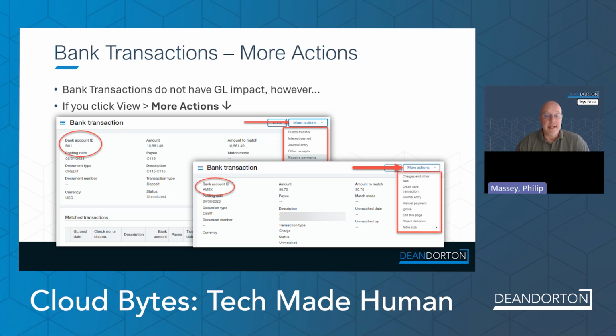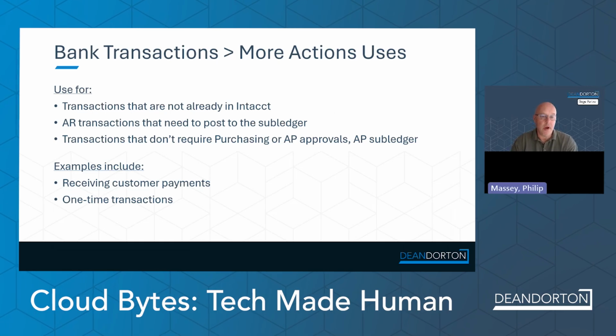You could do other receipts if you wanted to, if you got a rebate on something. If, again, here's interest earned. If you don't want to set up a rule for it, you could use something like that. Lots of different things, but this can create transactions here. It's more of a manual process, as opposed to a create rule, which would be more automated. Here's some different reasons to use the more actions feature.